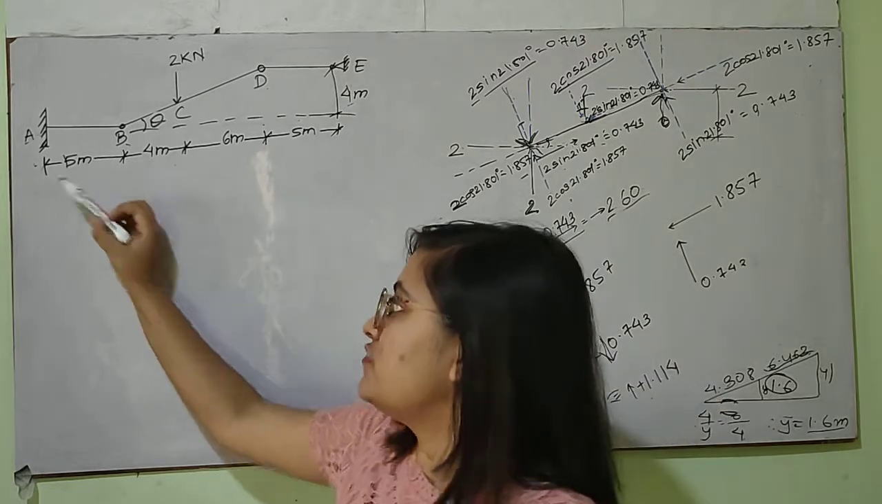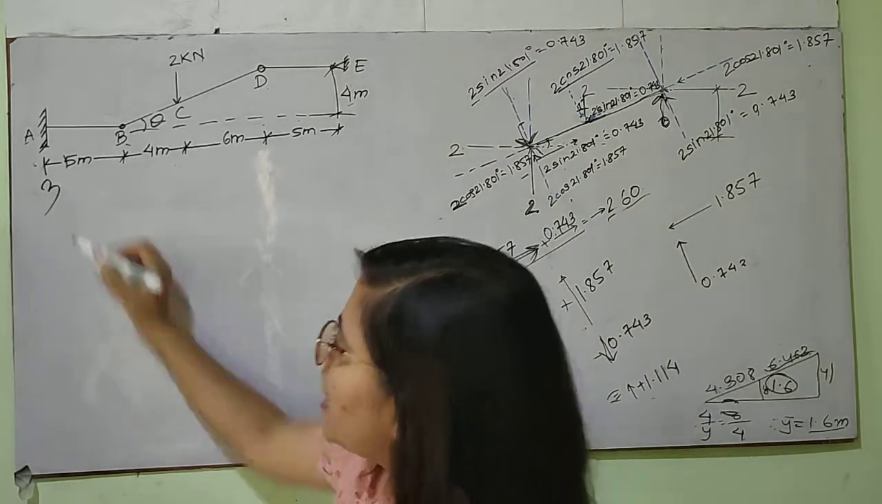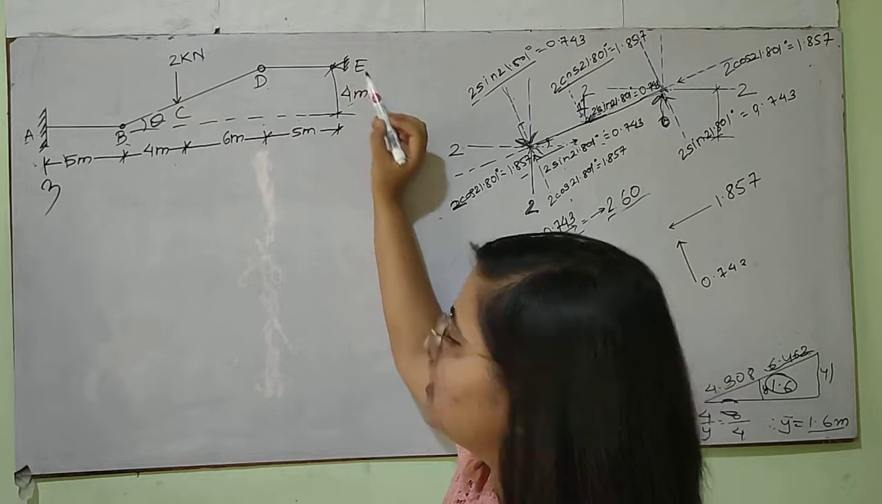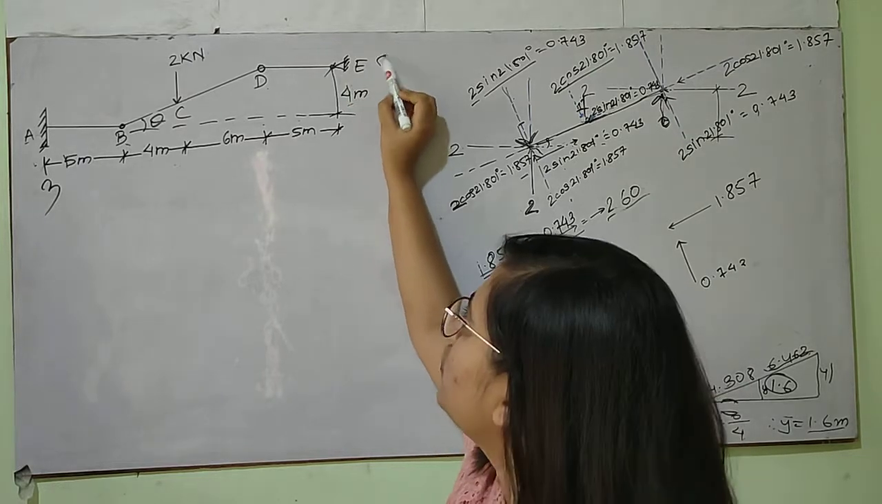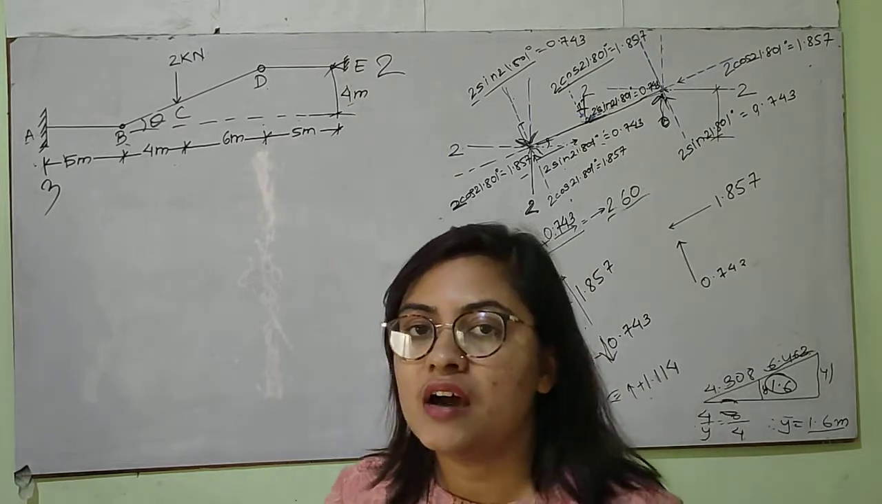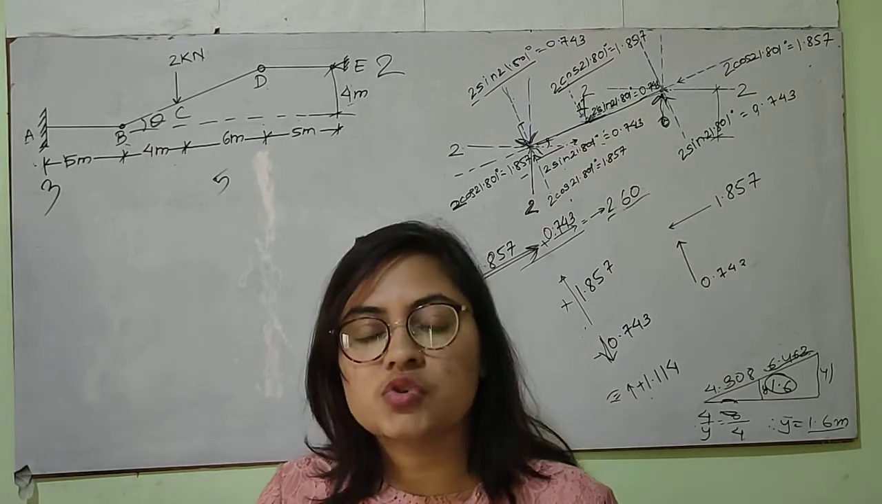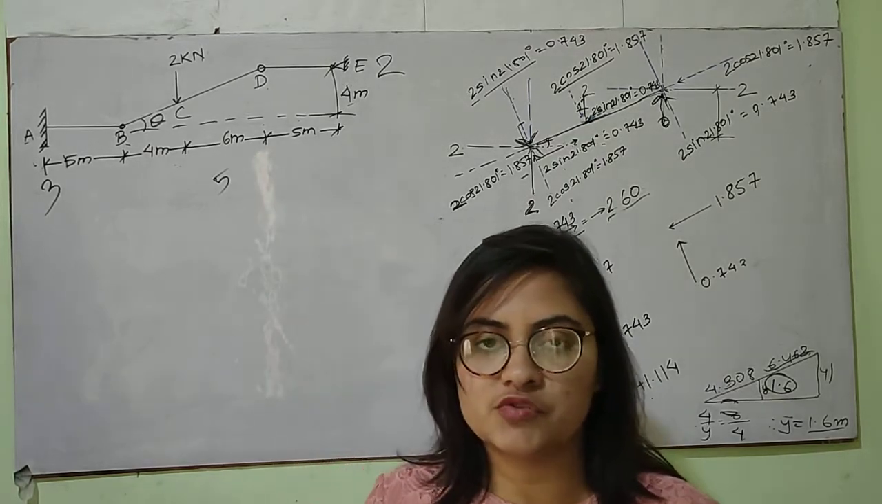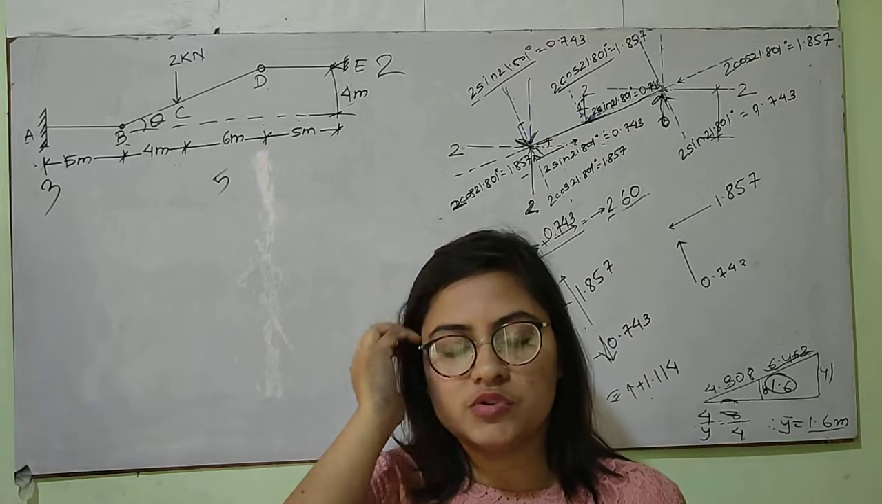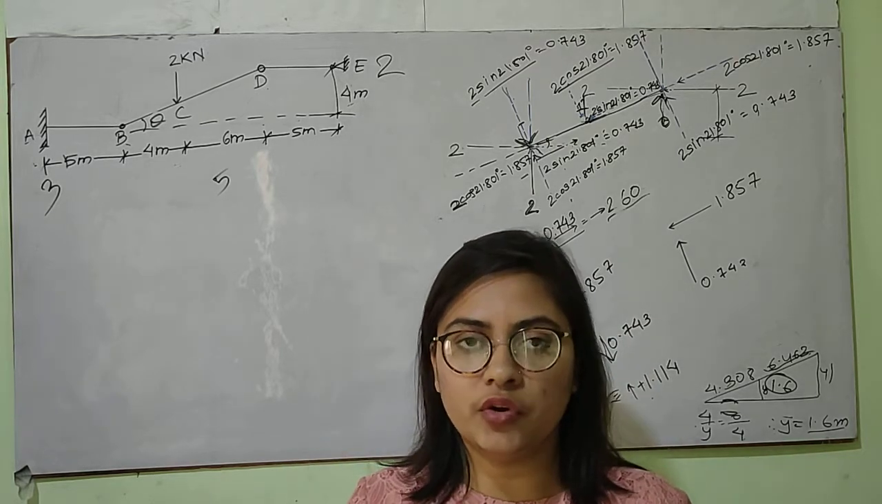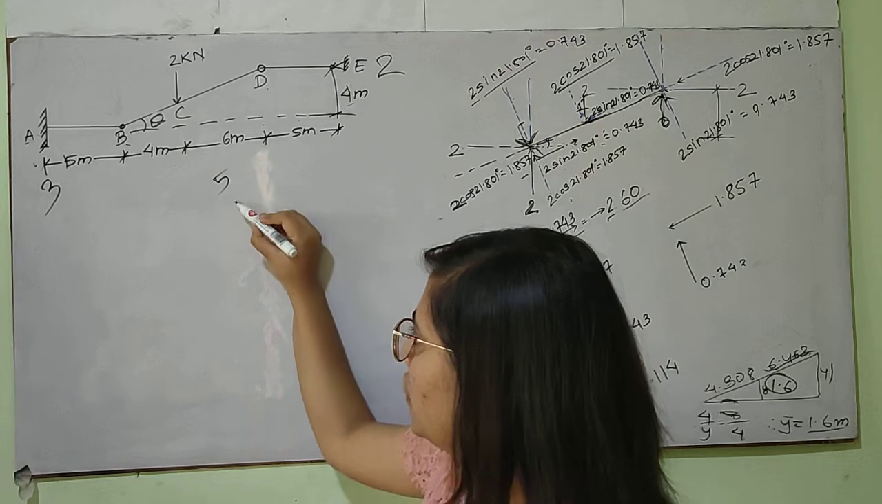The end A is fixed, so it has got 3 reaction components. The end E is hinged, so it has got 2 reaction components. So 3 plus 2 is equal to 5 reaction components. The total number of equations of equilibrium is 3, that is sigma H is equal to 0, sigma V is equal to 0, and sigma M is equal to 0.